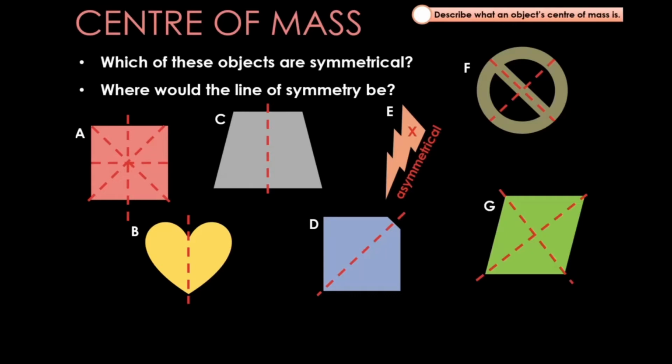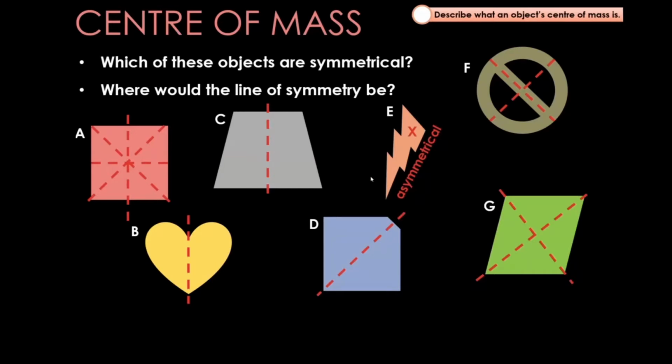So we've got a few symmetrical objects, one asymmetrical object. An object can have one line of symmetry, like with B, C, and D. It can have two lines of symmetry, like with F and G, or it can have multiple lines of symmetry. It can have four. It can have a whole bunch. A circle has basically an infinite number of lines of symmetry, and A has 4 there.